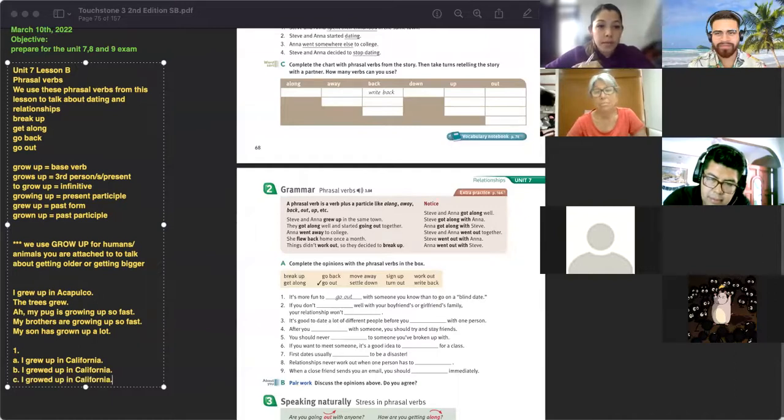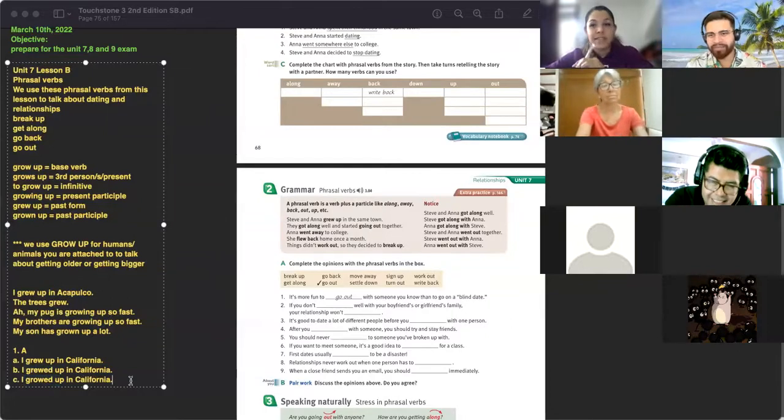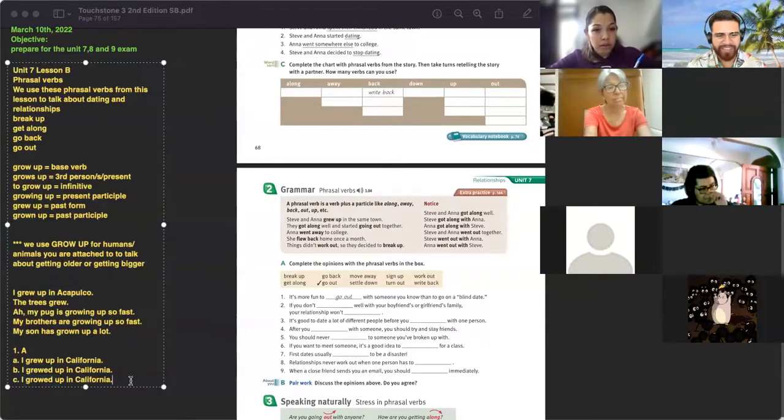Letter A. Good. The other forms don't exist. Well, they exist, but they're not correct. Okay. Yes, yes. Any questions on grow up?